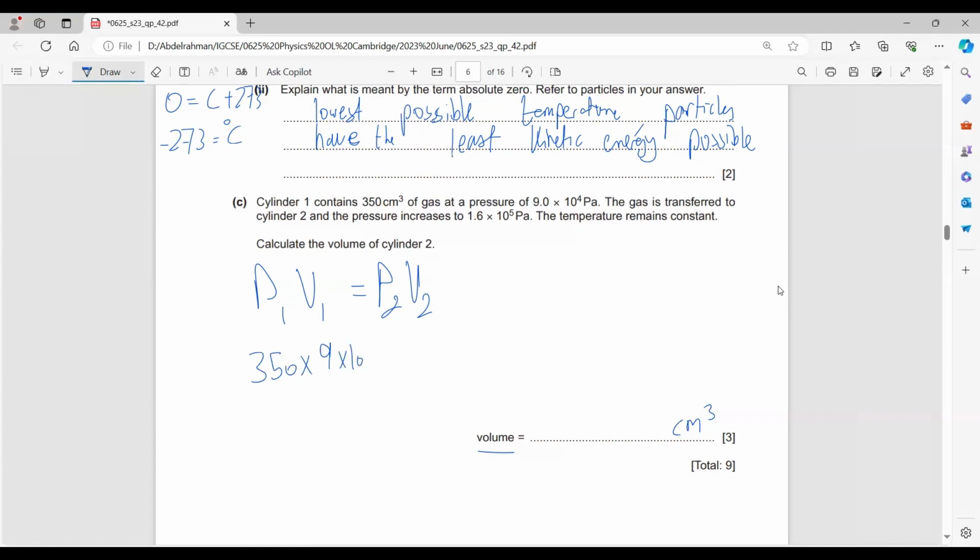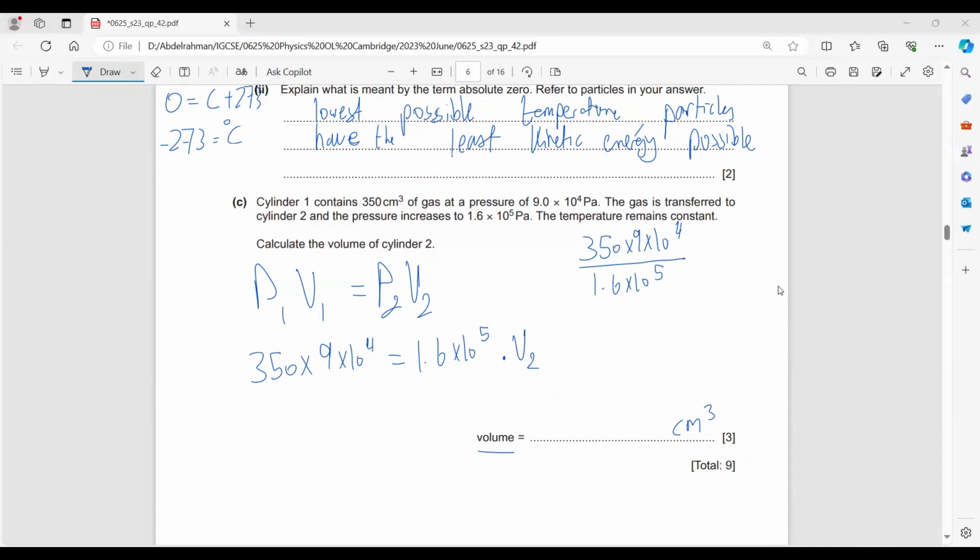So you're saying 350 times 9 times 10 to the power of 4 should be equal to 1.6 times 10 to the power of 5 times V2. Is that correct? Yes. And then we'll rearrange the formula so it'll be 350 times 9 times 10 to the power of 4 divided by 1.6 times 10 to the power of 5 is equal to V2, and then we just solve it. Can you solve it?